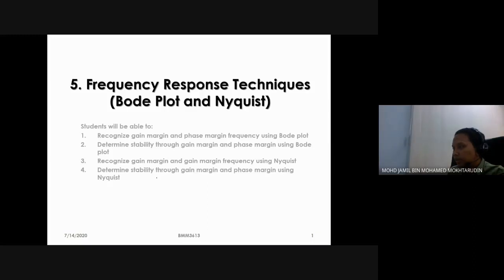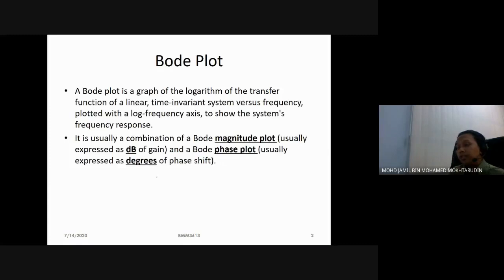Okay, so let's go through the Bode plot. A Bode plot is basically a graph, but the axis is logarithmic, meaning that in your usual graph the axis has the same distance between the points. But the Bode plot uses a graph with a logarithmic axis. So the axis will be in terms of log frequency, the frequency of the system, but we apply log.